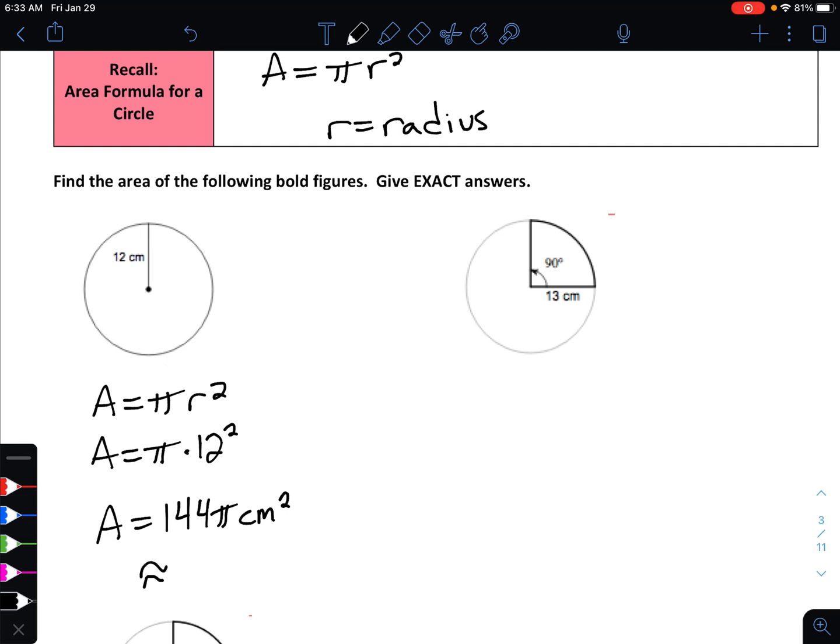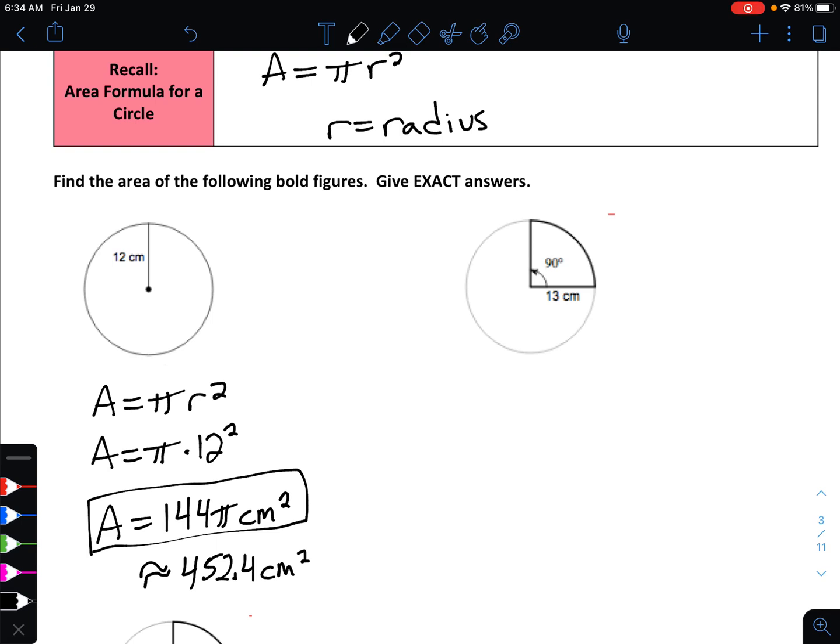Now, if you wanted to understand a little bit better how big that was, you could also find it as a decimal. It ends up being about 452.4 centimeters squared. So obviously, remember, the answer that we're going to leave it as is the exact answer. But if you wanted the decimal and type it into your calculator, it's about 450, a little bit more than that, centimeters squared.